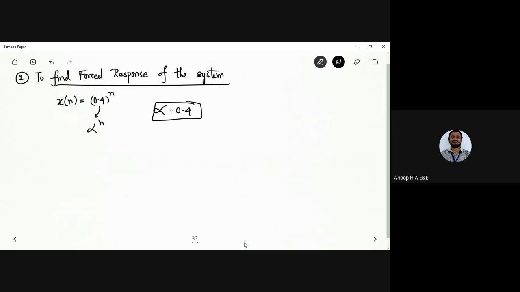So now with the given input, the structure of the forced response will be very clear. So how would be the structure of the forced response? That is y f of n.